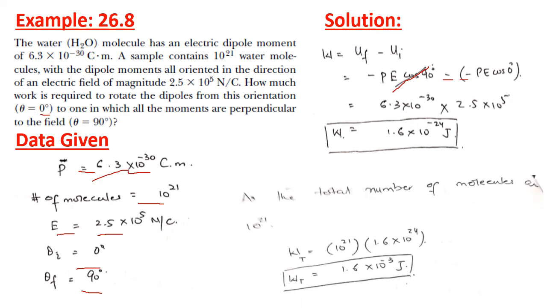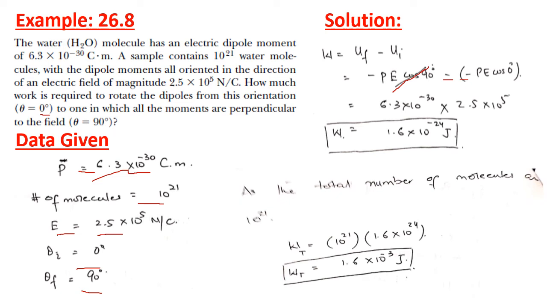Now the total work done, because of the 10 raised to the power 21 molecules present, I will simply multiply this with the number of molecules and I'll get the work done within the system. So this is a simple problem in which we come to know that if we want to calculate the work done, we simply use this formula, and if a certain number of molecules are present, the total work depends upon the number of molecules. So we multiply the number of molecules with the calculated work done.